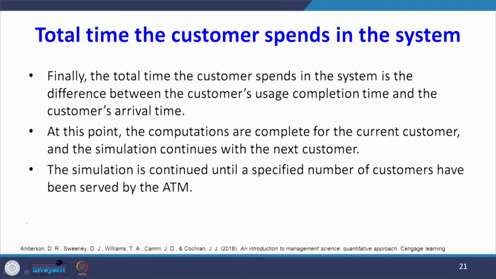Then the total time the customer spent in the system. Finally, the total time the customer spent in the system is the difference between the customer's usage completion time and the customer's arrival time. At this point, the computations are complete for the current customer and the simulation continues with the next customer. The simulation is continued until a specified number of customers have been served by the ATM. In our example, we are going to consider 1000 customers.